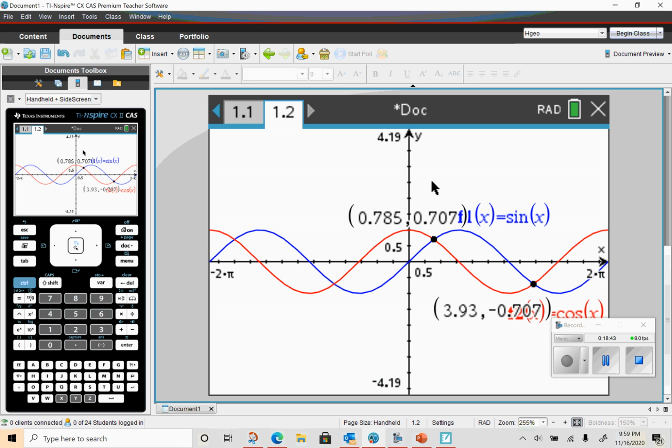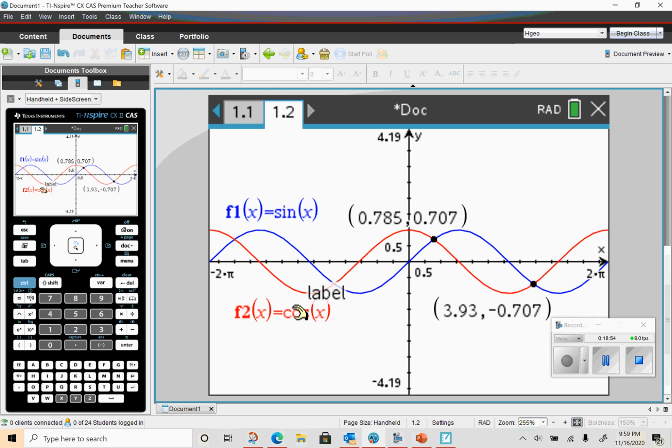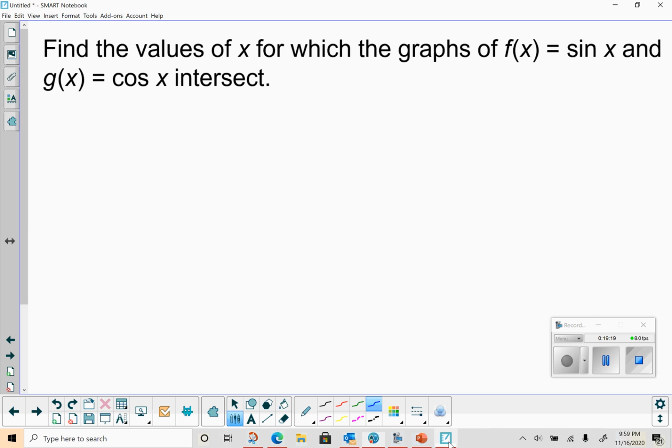Does that Y value look familiar? I'm sorry, if I can move this. Move those labels out of the way. There, that's much easier to see. The X value is 0.785 when the Y value is 0.707. Now, if those values do not look familiar, that's all right. 0.785.